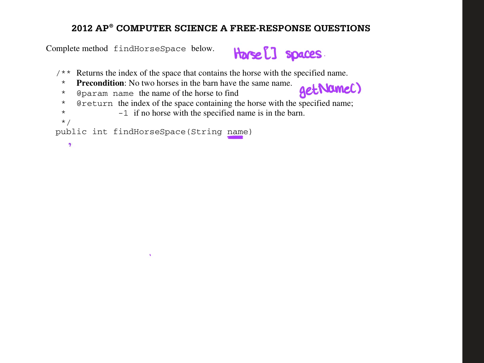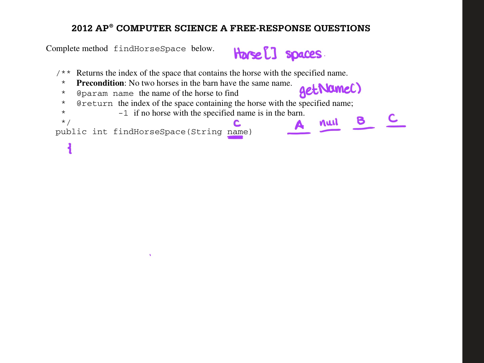So let's see what we're going to do. We have some imaginary horses here. So maybe this is horse A. This is a null horse, meaning there's not something here. Horse B and C. So I'm going to look for finding horse C.